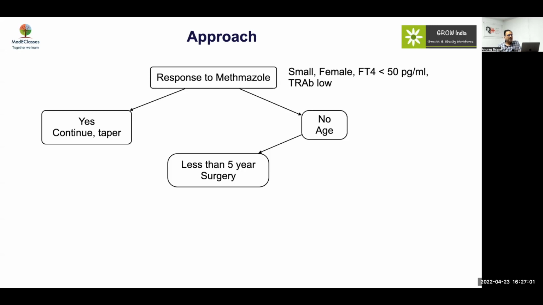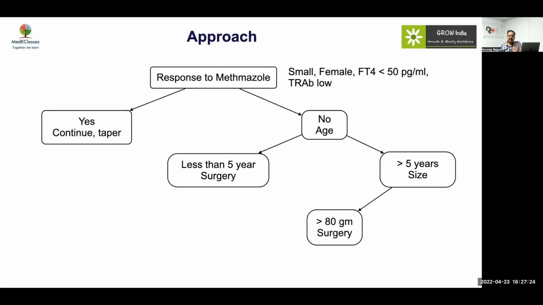Now, if your age is less than 5 years, as was there in the case that you had presented, the only treatment which can be given is surgical management. No other option. You can't give radioactive iodine. 5 to 10 years, you can give radioactive iodine. More than 10, definitely you can give radioactive iodine. Then if the size of the goiter is huge, which is more than 80 grams, surgery is the only option. While if it's smaller, you can go for radioactive iodine.